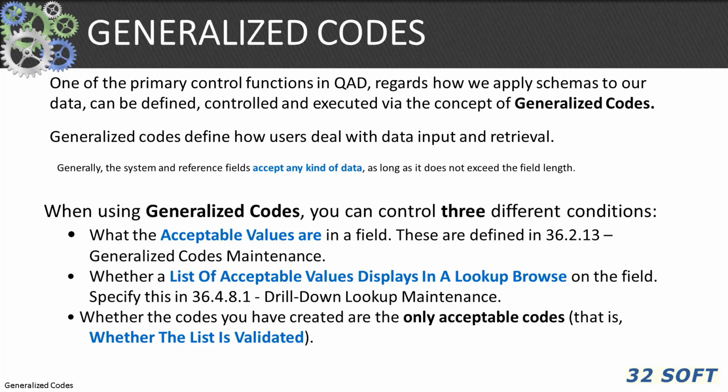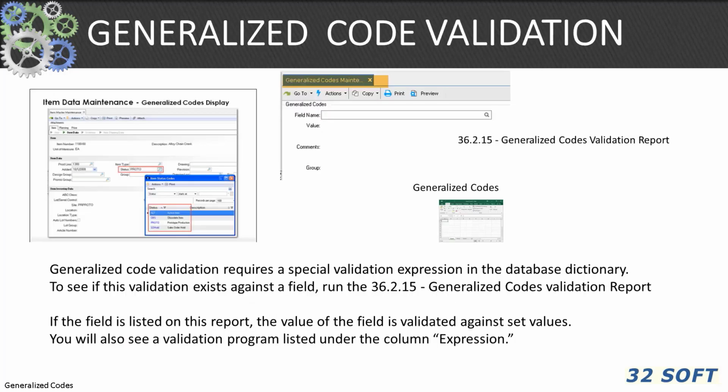You can also use 36.2.10 generalized code group maintenance functionality to further categorize your generalized codes. Generalized codes require a special validation expression in the data dictionary. You can see if this validation exists against a field by running the 36.2.15 Generalized Code Validation Report.